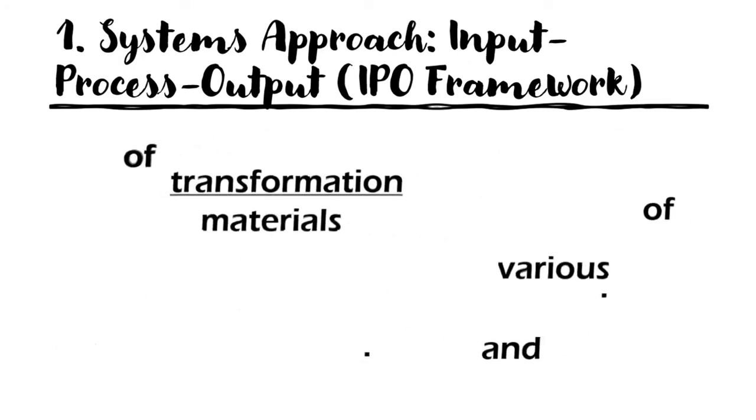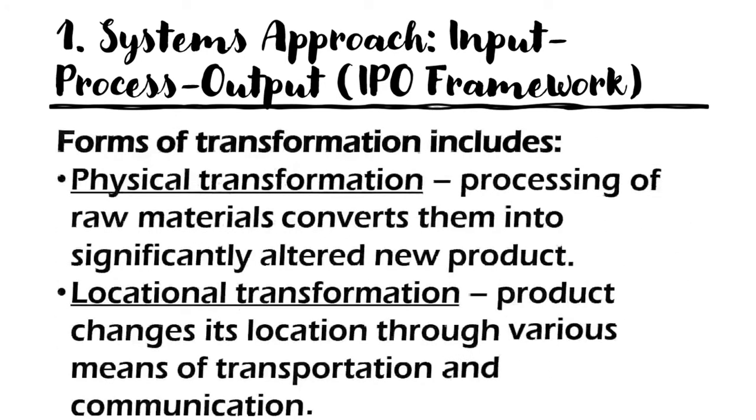So, we have different forms of transformation. It includes the following. First is the physical transformation. Processing of raw materials converts them into significantly altered new product. So, when you say physical transformation, nagkaroon na ng malaking pagbabago from the itsura ng raw materials hanggang sa naging finished product na siya.